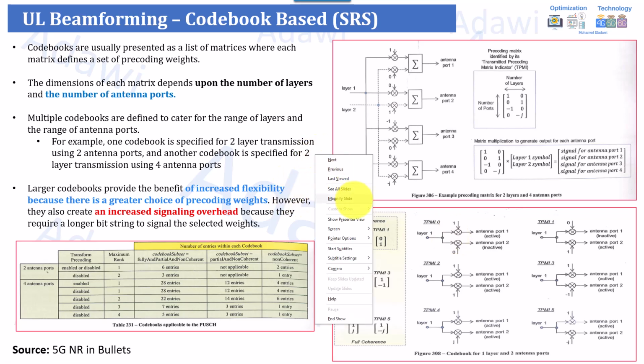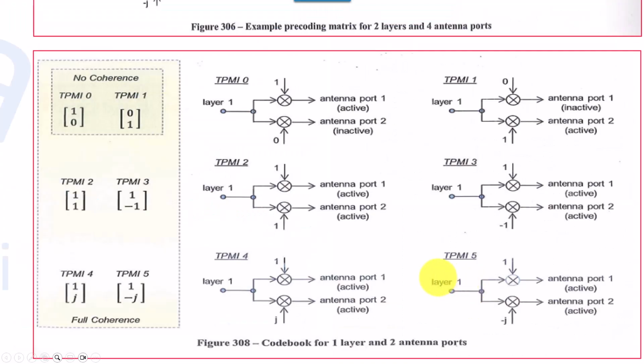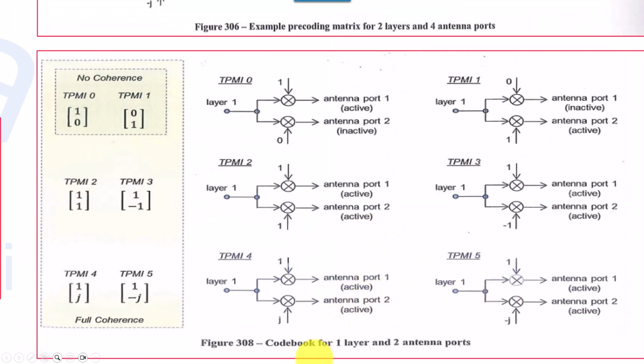For example, if I zoom in on the bottom right figure here, I'm assuming that you have a codebook for layer 1 and 2 antenna ports. Then within this part, you have 6 entries. As you can see, 6 entries means 6 PMIs, and the gNB can select any of them: PMI 0, PMI 1, 2, 3, 4, or 5. So we have 6 entries, and the gNB can select from that part. So what would the gNB base its selection on? First of all, on the UE capability.